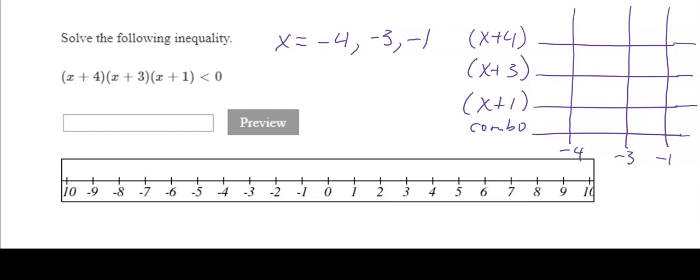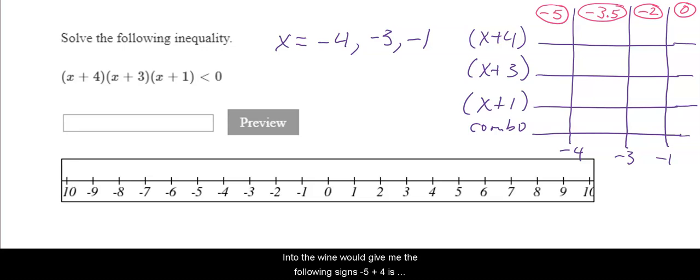Test points to the left of negative 4 would be negative 5, negative 6, negative 7, and so on. I don't have a great choice between negative 4 and negative 3, so I will have to use negative 3.5. Between negative 3 and negative 1, the best choice would be negative 2. Above negative 1, I could use 0 or 1 or 2. Plugging the test points into the line would give me the following signs.